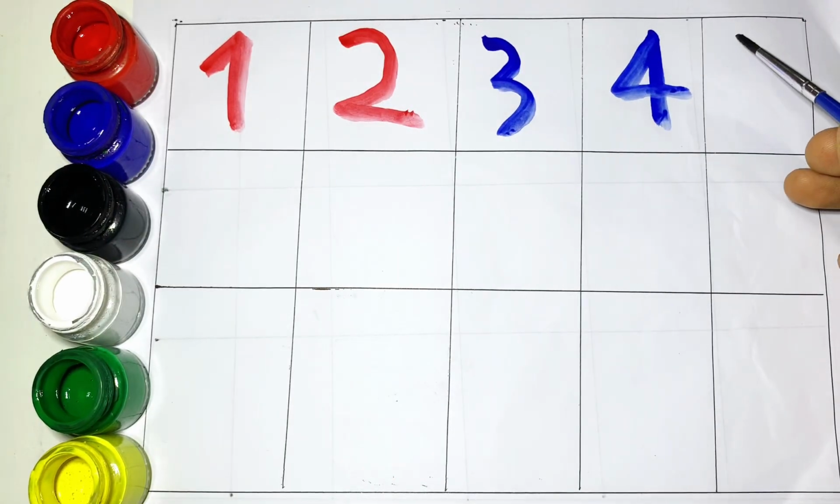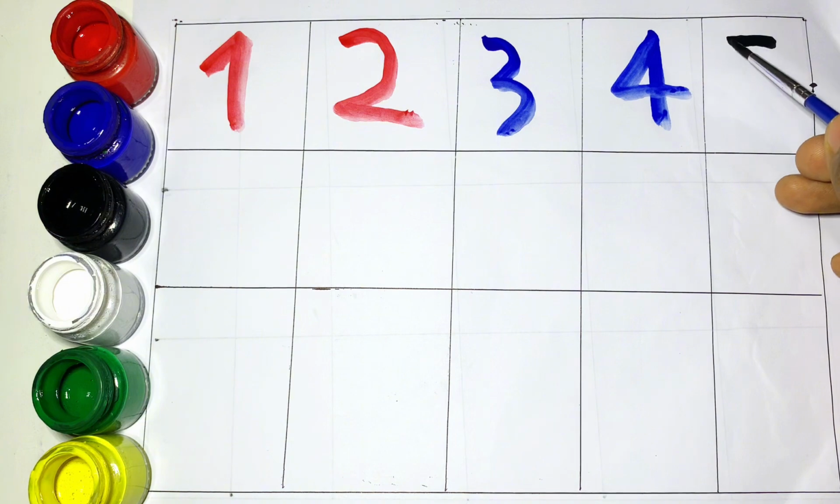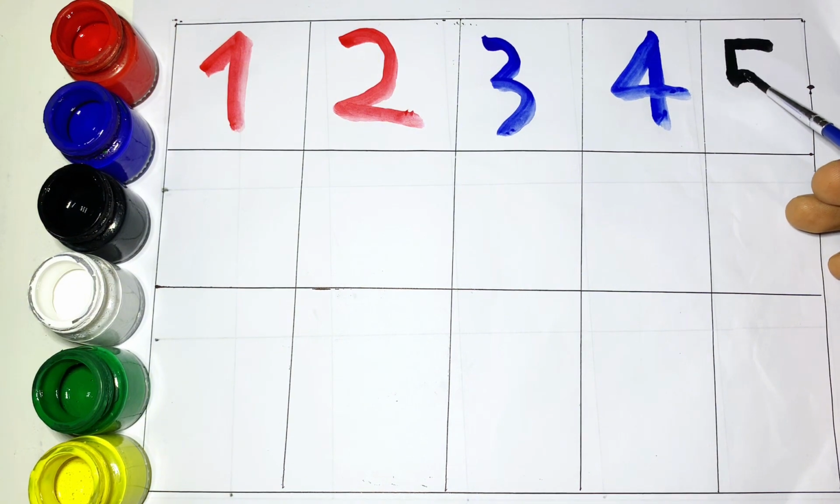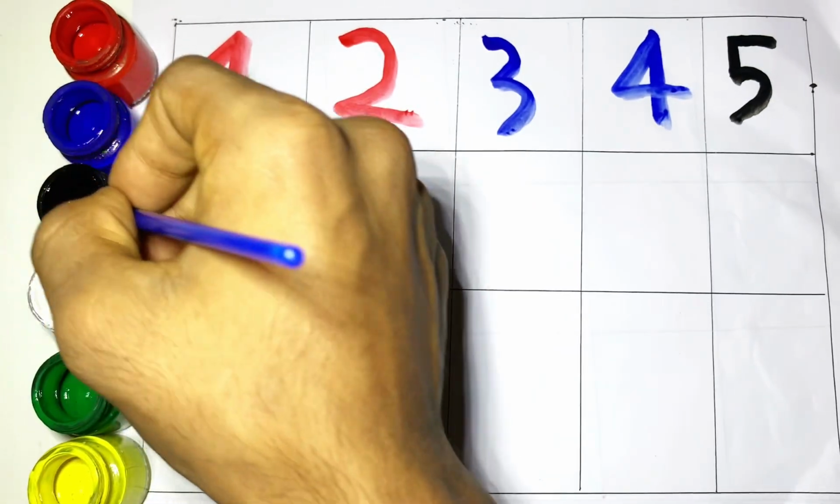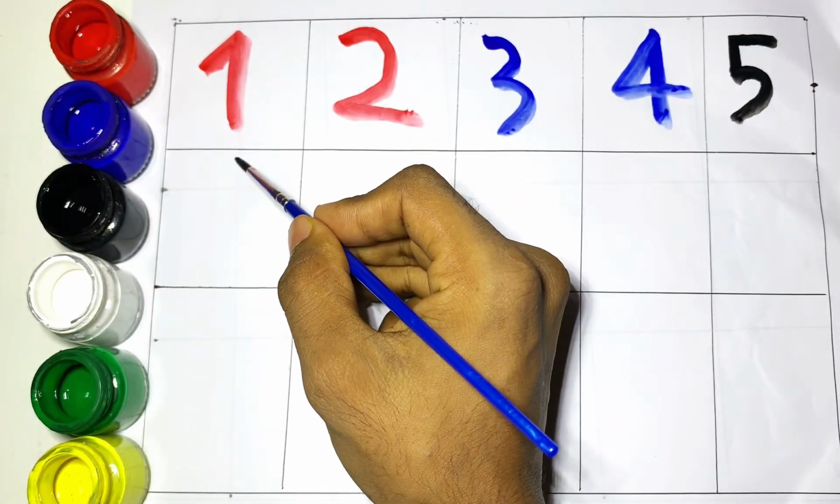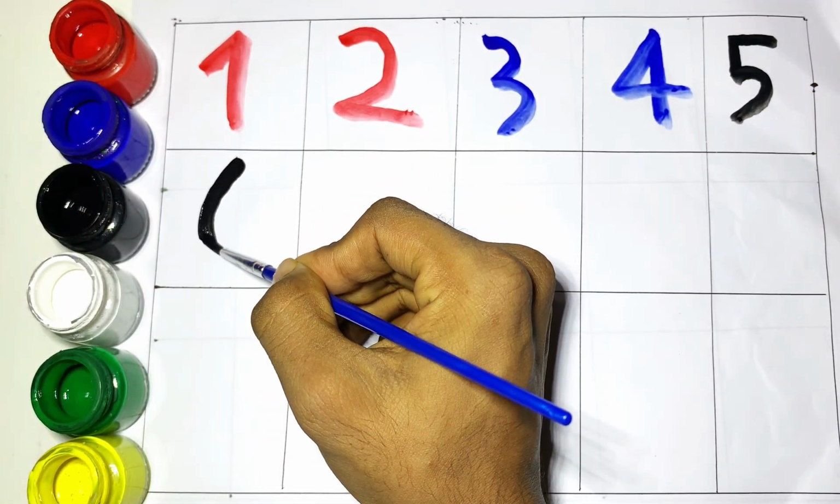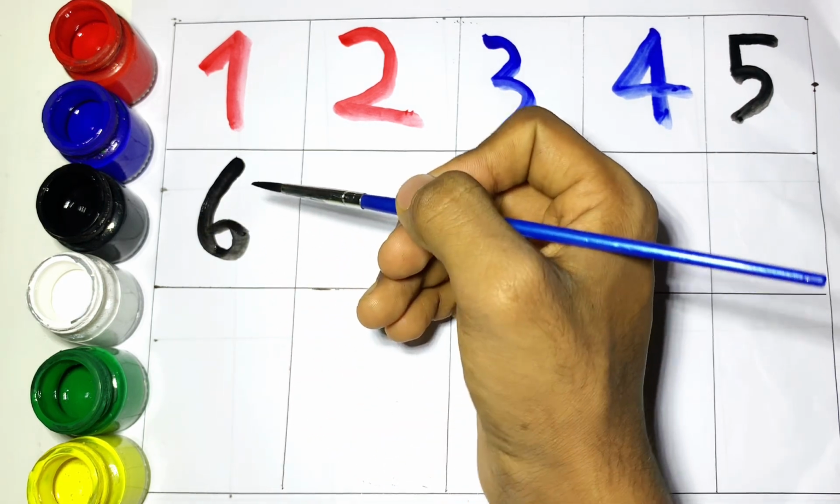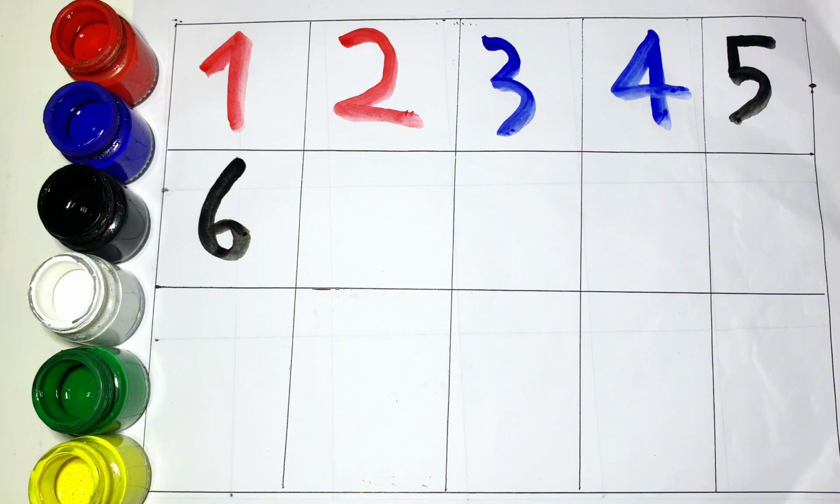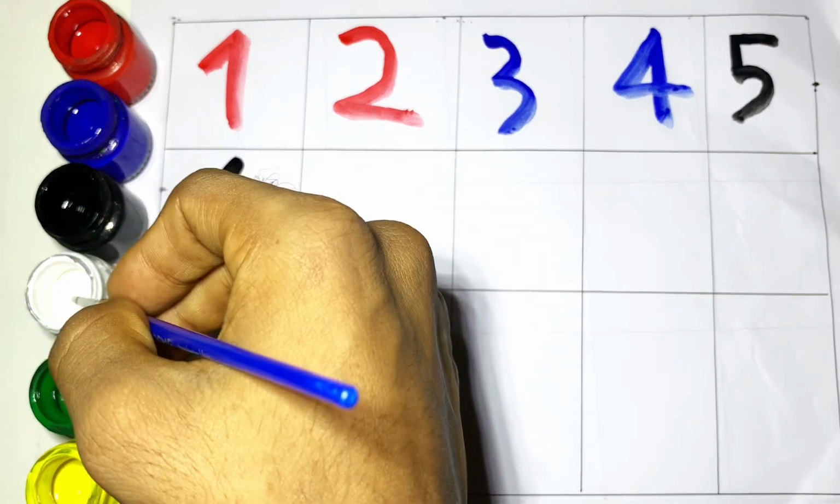F I V E, 5. Kids, again use black color and draw 6, the numbers of 6. S I X, 6. Kids, now draw 7, the numbers of 7, and use white color.